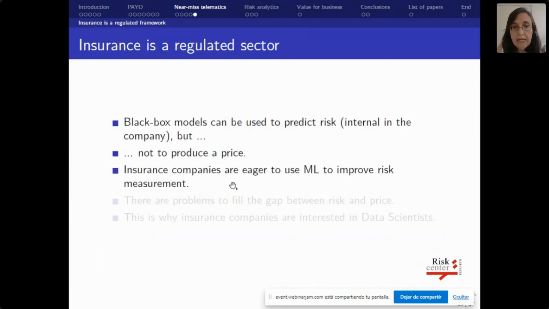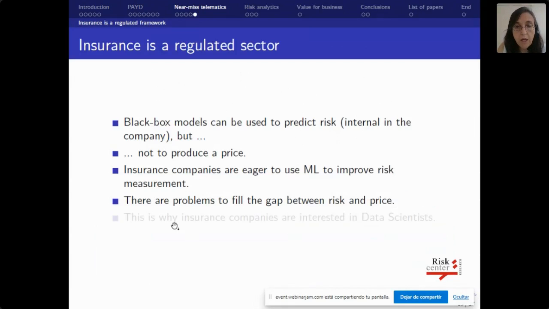Insurance companies now are eager to use machine learning to improve risk measurement, but they want to do it internally to know exactly what type of clients they have and to analyze their portfolios. But they know they cannot use the predictions from those complicated or even black box models, because they cannot produce a price from those models. They have to show very clearly what is the weight of each variable in the final prediction.